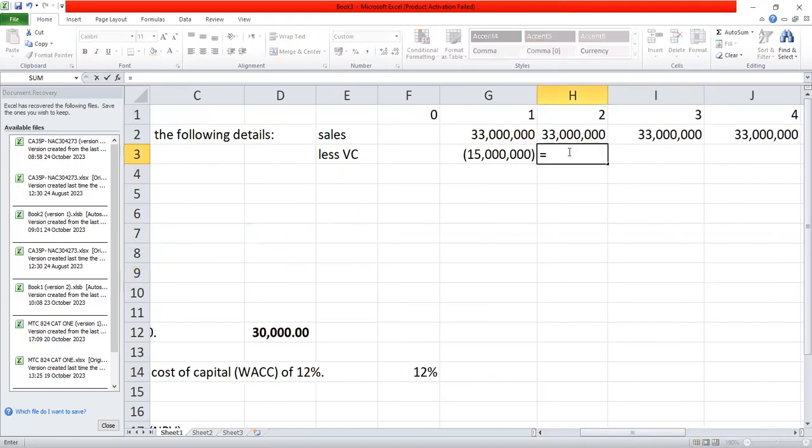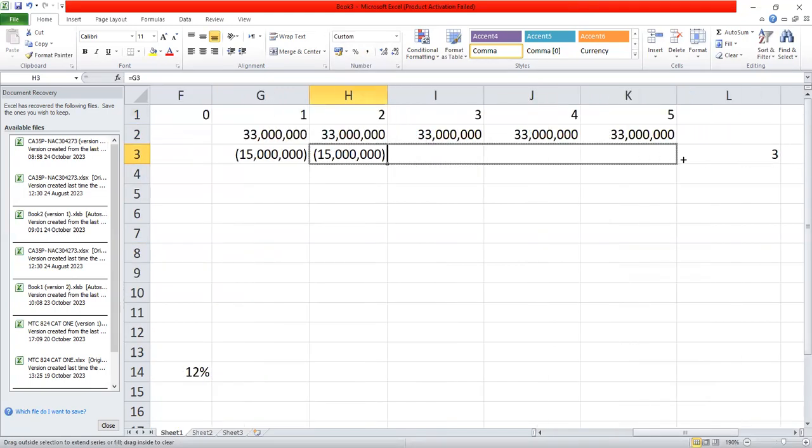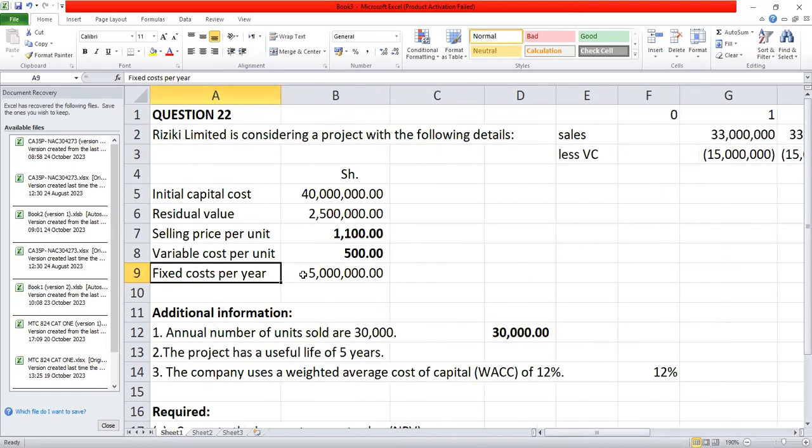Now, still there's no change. This figure will remain the same throughout the 5 years. Now, from the sales less variable cost, we get what we call contribution.